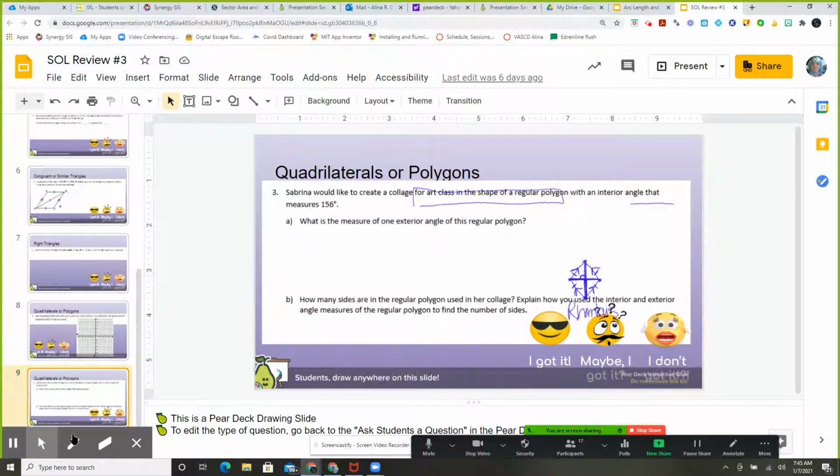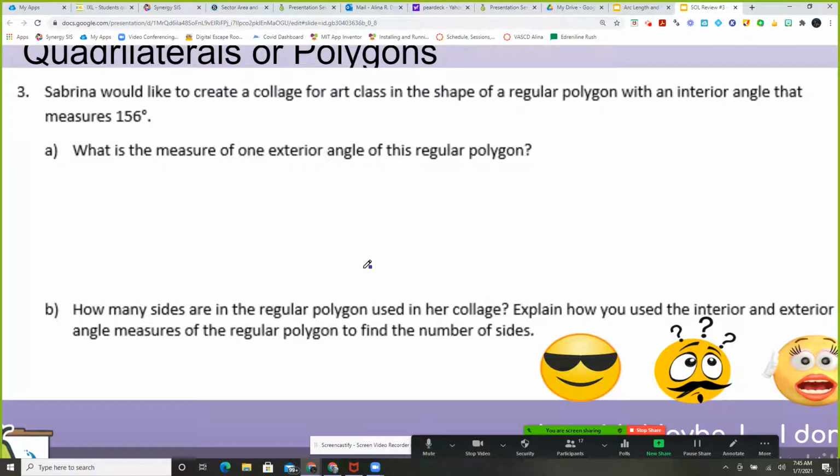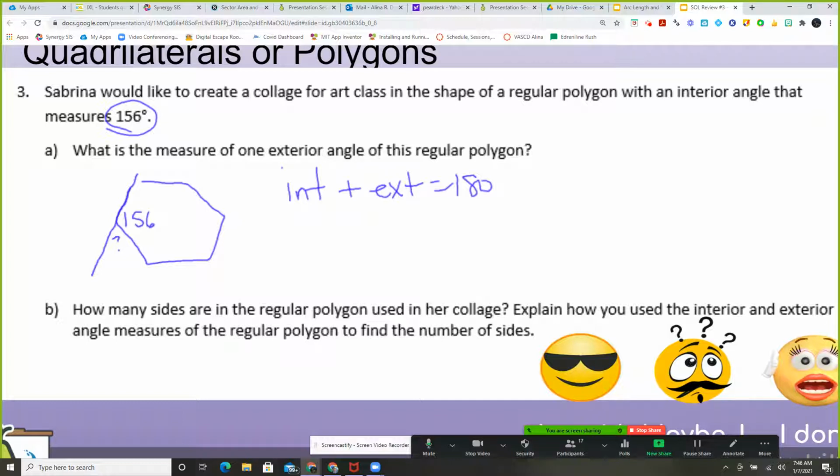Last question. Sabrina would like to create a collage for art class with regular polygons with an interior angle of 156. I love that some people drew some polygons and put 156 as the interior angle. If you know the interior angle, what's the exterior angle? 24, absolutely. You have to remember interior plus exterior equals 180. So if you do 180 minus 156, you get 24.